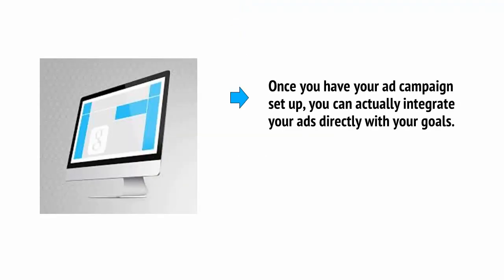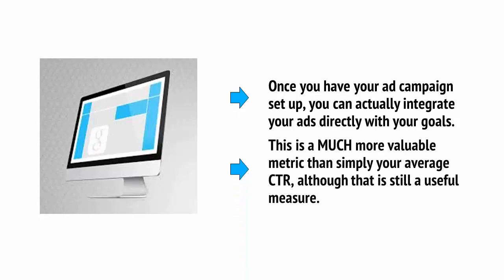You can use Bing ads to set up goals and then see how customers are interacting with those goals. You may recall that we discussed goals in an earlier video in the context of Google Analytics. We also discussed how you could use these to identify the best keywords for your ad campaigns. Well, once you have your ad campaign set up, you can actually integrate your ads directly with your goals. This is a much more valuable metric than simply your average CTR, your click-through rates, although that is still a useful measure.